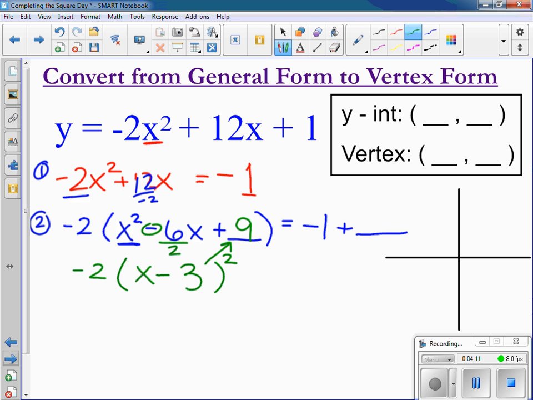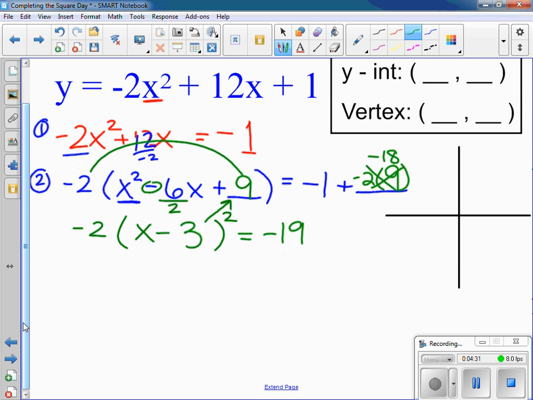But don't forget, I didn't really just add 9 to that side. I added -2 times 9, which really is -18. Okay, so I get -1 plus -18, which is -19. And now I'm pretty much done. This is the form you want to get down to. So I'm left with y equals -2 (x minus 3) squared, and I'm going to add that 19 back over. So I'm left with plus 19.